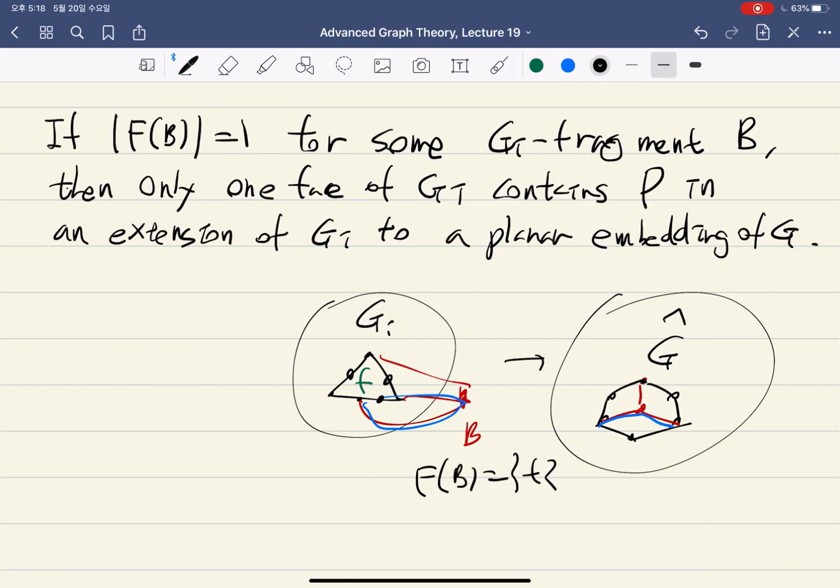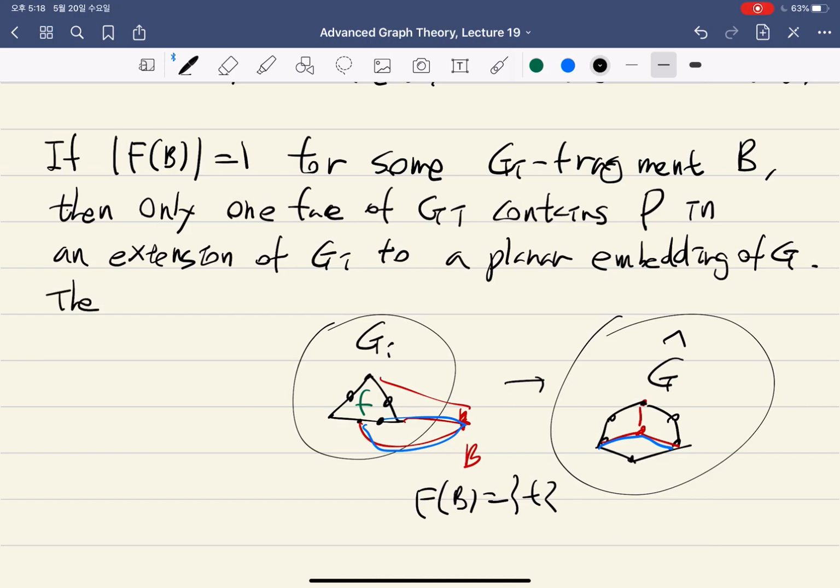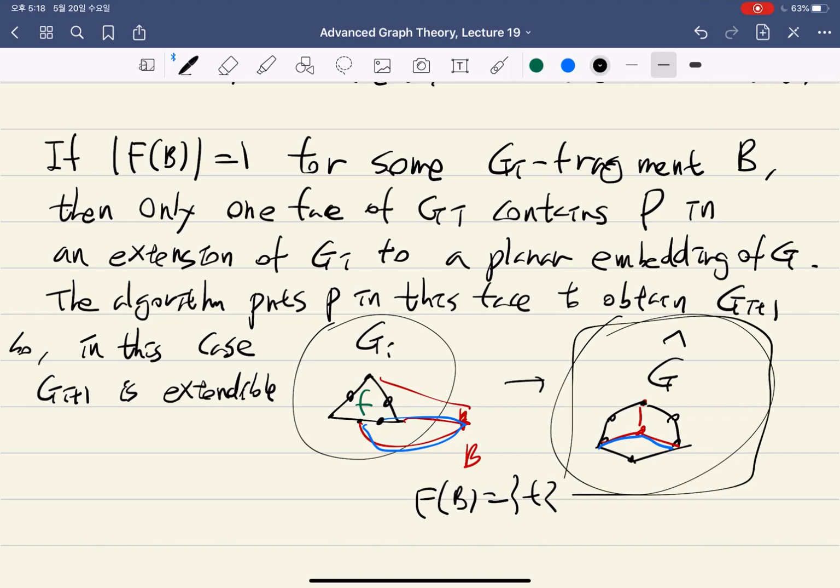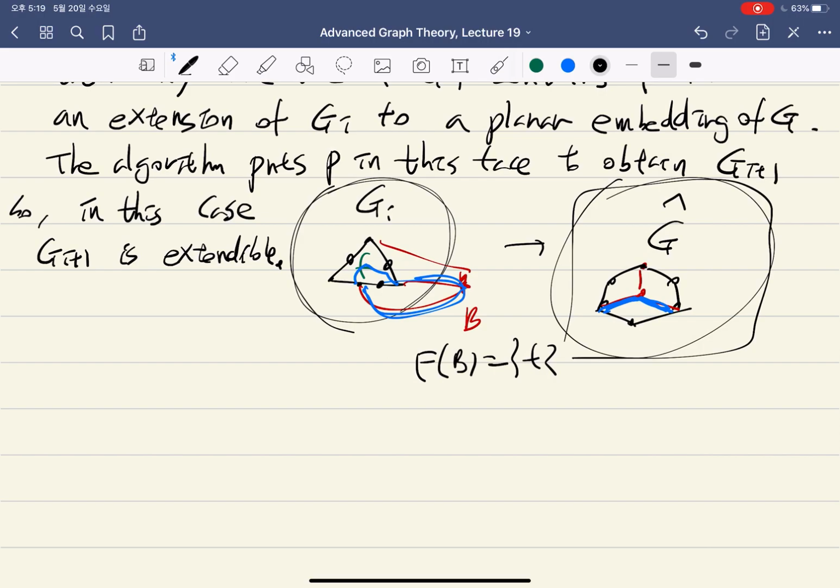So the algorithm puts P in this space to obtain G_i+1. So in this case, G_i+1 is extendable, because we already have this G hat which extends G_i to here. And even if we put this inside of here, then that coincides with how we put it here topologically. Topologically they are same, so there is a way to extend the rest of them. So in this case, everything is fine.